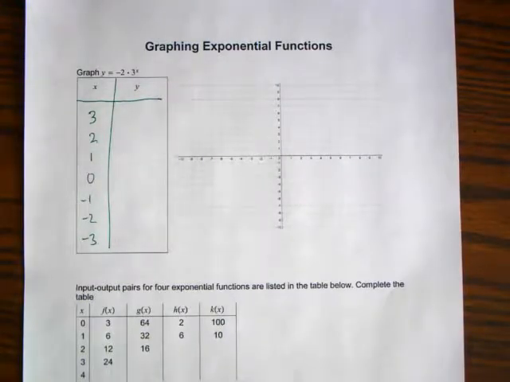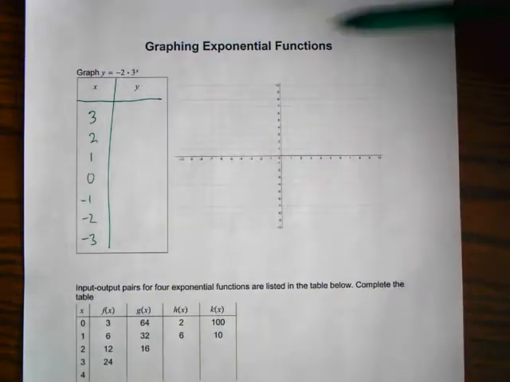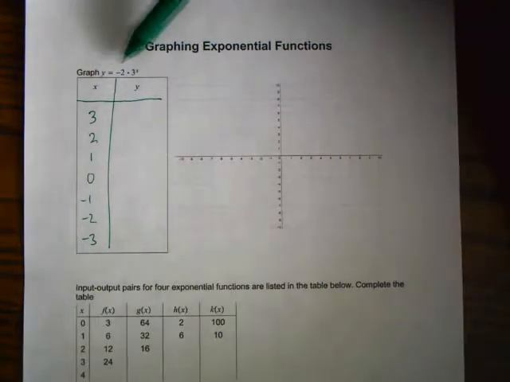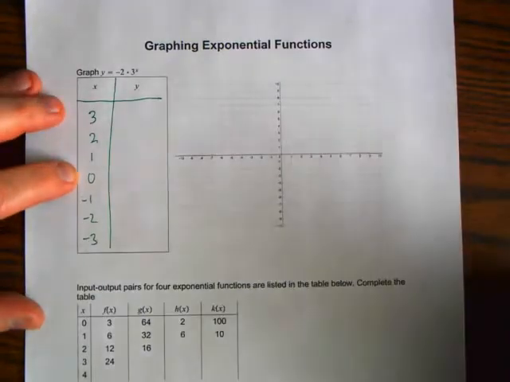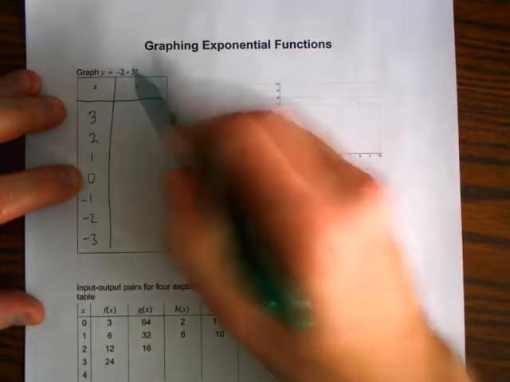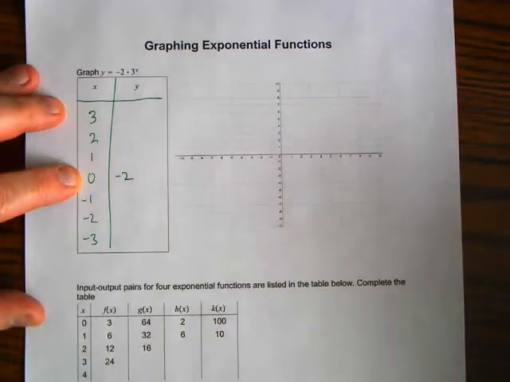Okay, you might recall in the previous video on graphing exponential functions, we graphed y equals 2 times 3 to the x. Well, what happens if I change that to a negative 2? Let's find out. Again, we're going to build a table, plug in numbers. When I plug in 0, I get negative 2. I'm just going to go through these quickly here.